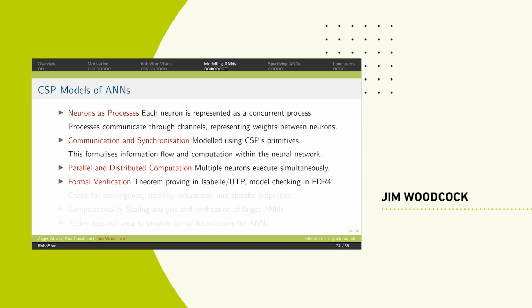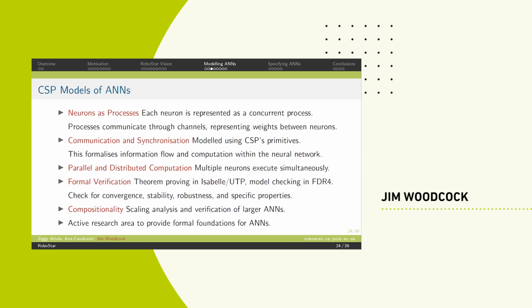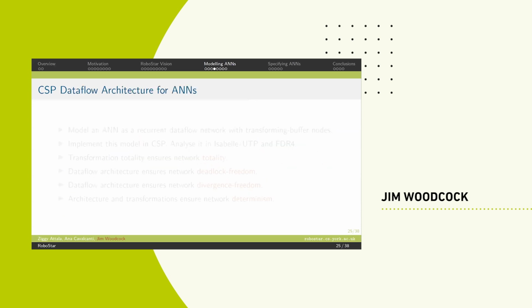But we also have an implementation of the semantics of CSP in Isabelle UTP. So we can do verification there, and we can check for convergence, stability, robustness, and specific properties that we're interested in. And everything here is compositional. CSP is nicely compositional. We could scale the analysis and verification of larger ANNs. And of course, this is an active research area worldwide, searching for formal foundations for ANNs.